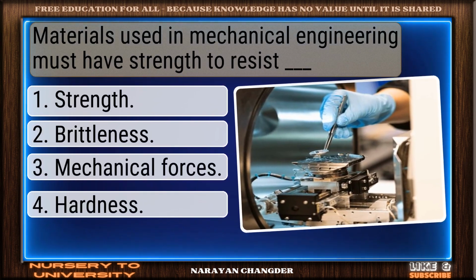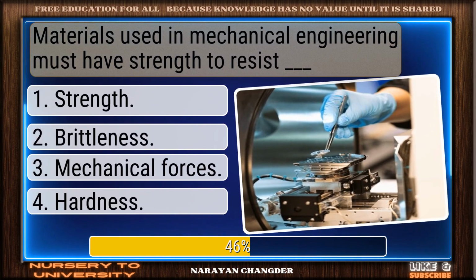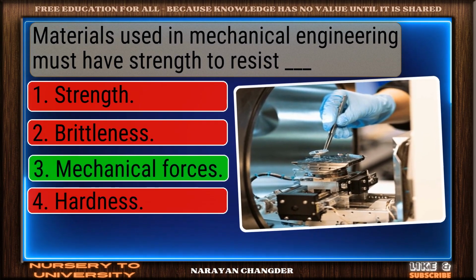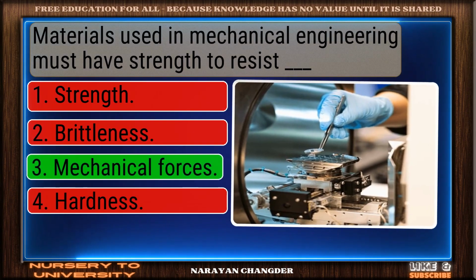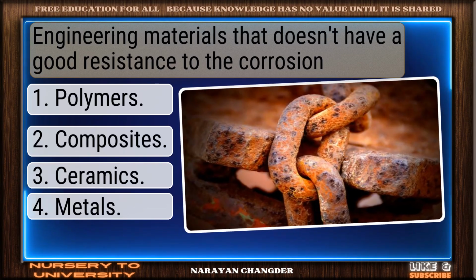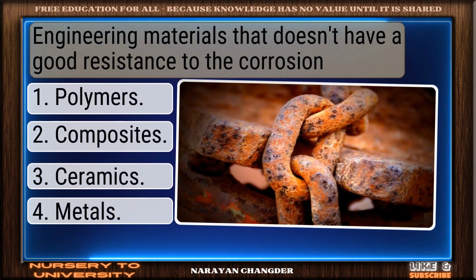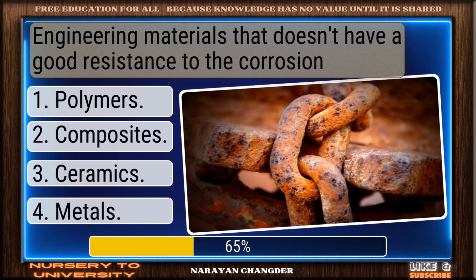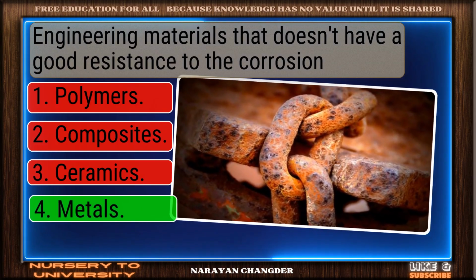Materials used in mechanical engineering must have strength to resist dash. Sharp thinking. Mechanical forces is the right choice. Engineering materials that don't have a good resistance to corrosion. Correct. Metals is the right answer.